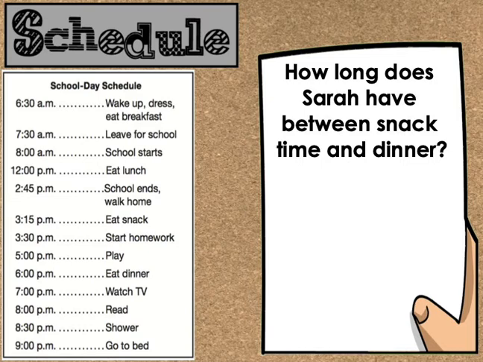The third question says, how long does Sarah have between snack time and dinner? So if we look at our schedule, we can find that Sarah eats her snack at 3:15 p.m. She eats dinner at 6 o'clock p.m. So if we start at 3:15 and we add an hour, we can get to 4:15.